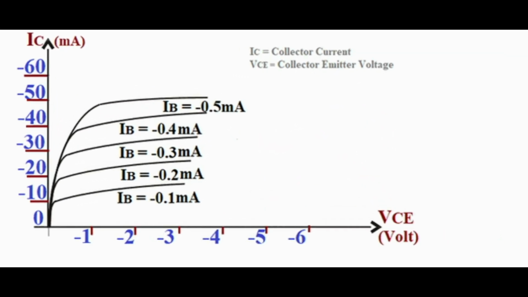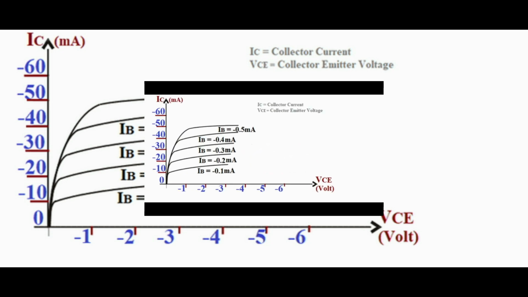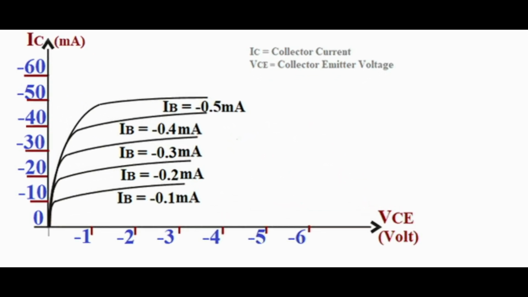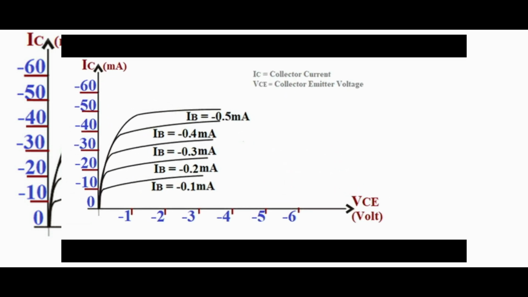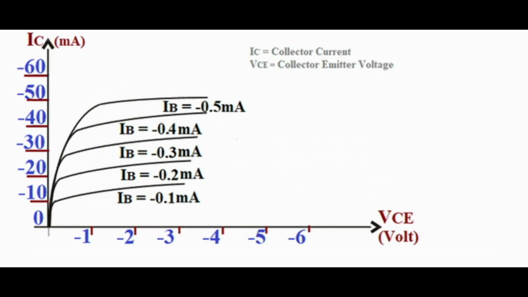Output characteristics. The output characteristics are drawn between the collector current IC and the voltage between the collector and the emitter VCE. The CE configuration also has three different regions. In the active region, the collector junction is reverse biased and the emitter junction is forward biased. In the cutoff region, the emitter junction is slightly reverse biased and the collector current is not completely cut off. And finally, in the saturation region, both the collector and the emitter junctions are forward biased.